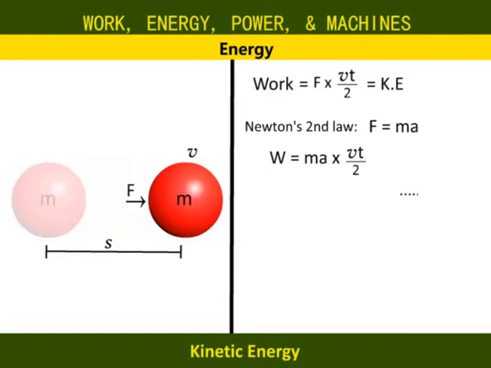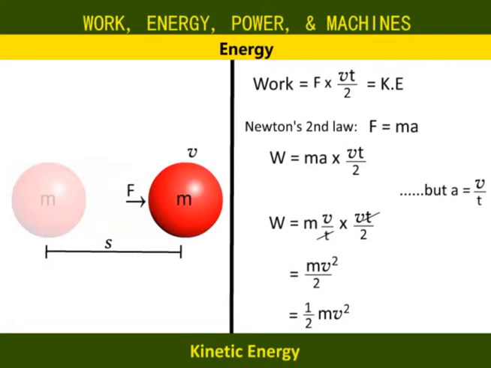We also know that acceleration is equal to velocity v over time t. And so work will be equal to m times v over t times vt over 2. The t's cancel out so that we remain with mv squared over 2, or half mv squared. This is the expression for kinetic energy.